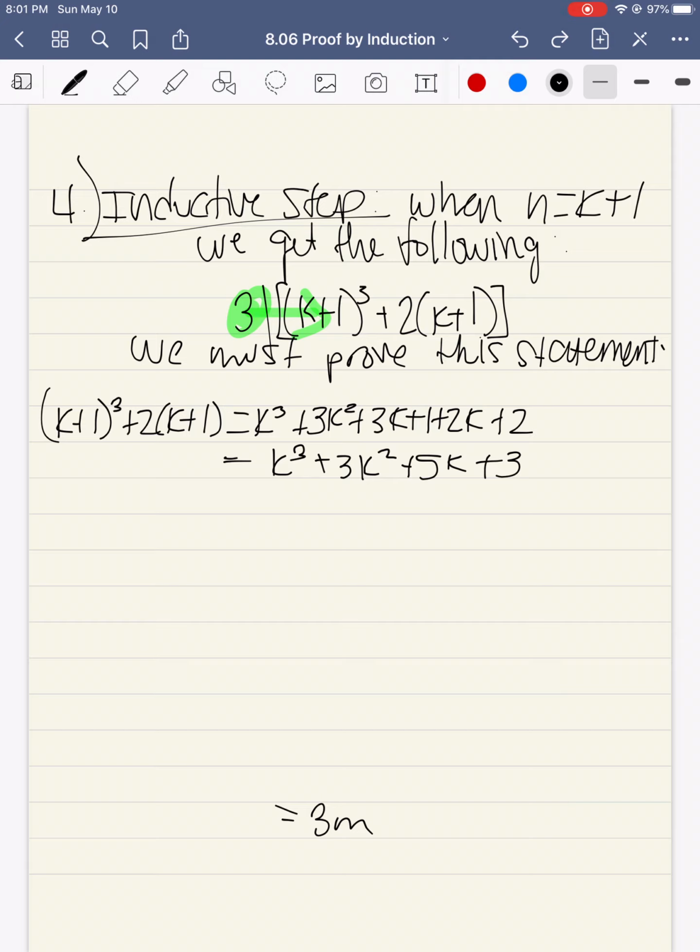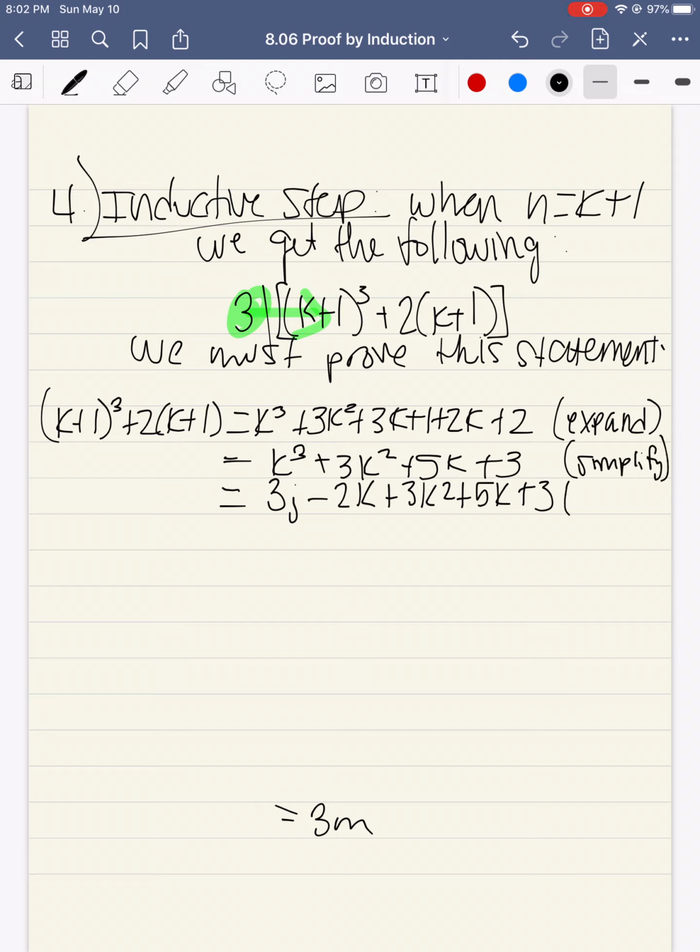So in doing this, it's actually going to take care of that 5 for us. So we get 3j minus 2k. We sub that in for k cubed plus 3k squared plus 5k plus 3. Sorry, I need to write my justifications here. So we expanded, we simplified, and then we subbed k cubed is equal to 3j minus 2k.